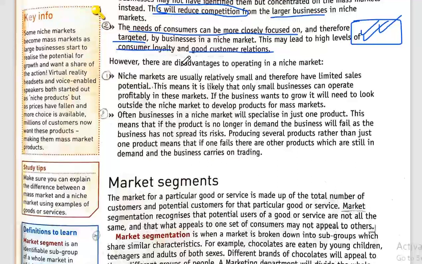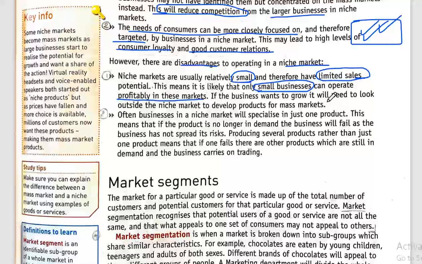And here, the disadvantages of niche market. Niche markets are usually relatively small. We know that niche markets are small. So simply because it's a small market, it has limited sales. Also, it means that only small businesses can operate profitably in these markets.